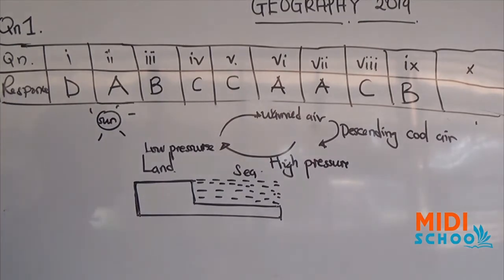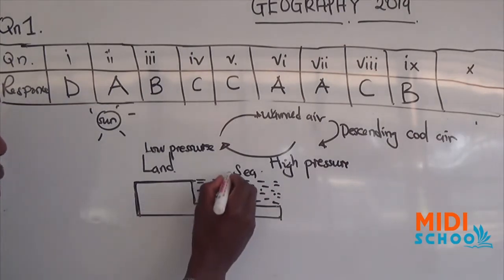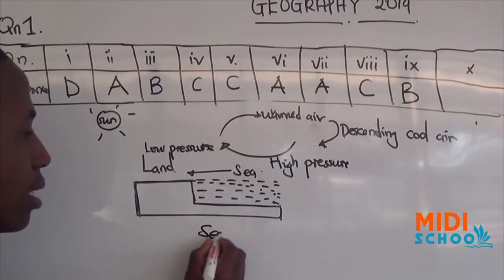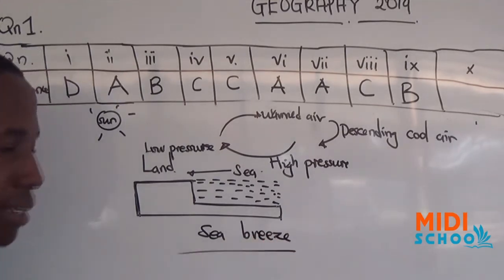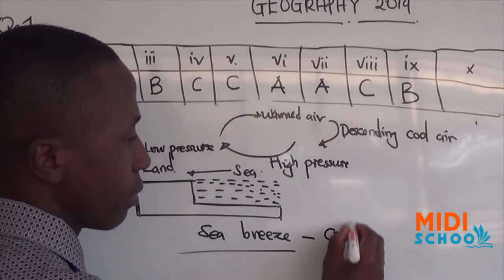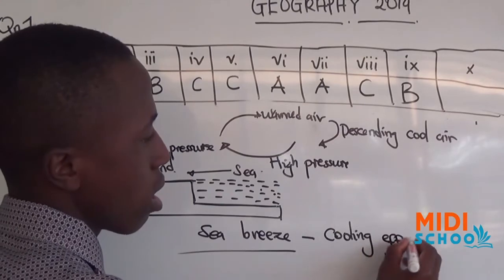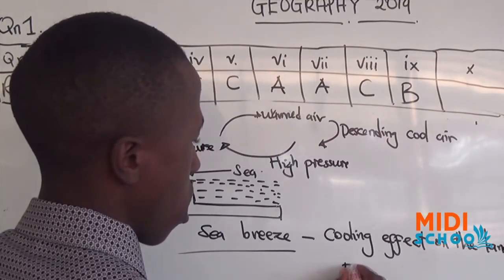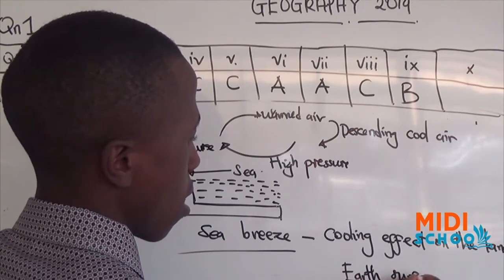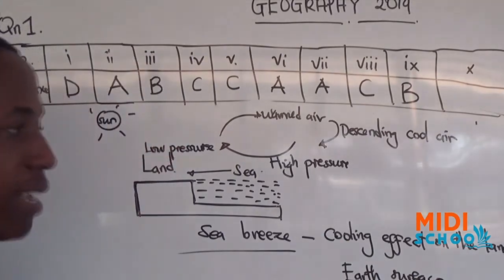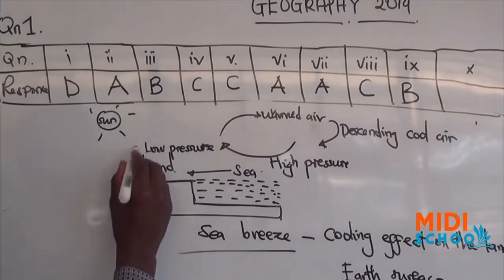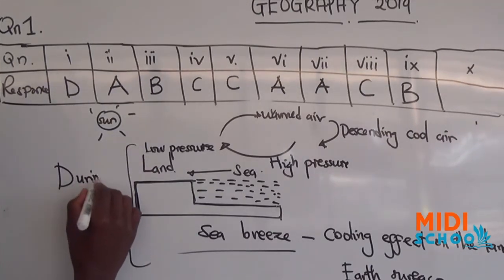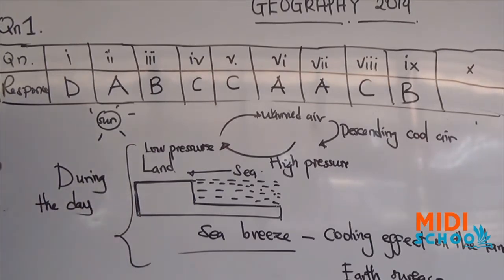Descending cold air. So, as I've told you, the wind that will blow from the sea to the land will be the sea breeze. And this provides the cooling effect on the land and air. And this happens during the day. Vice versa, it will be during night.